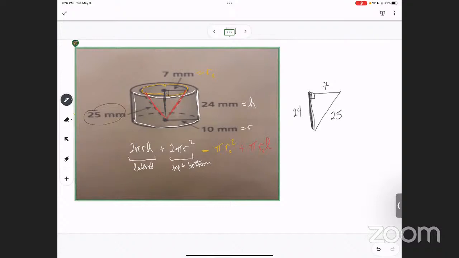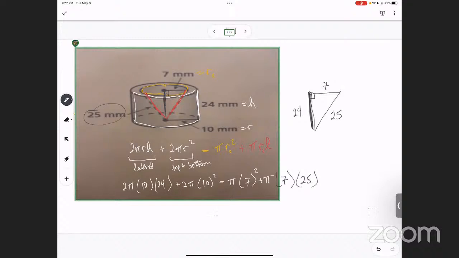Okay. So let's just plug everything in. So my equation is going to be 2 pi r. The first r was what? 10. And what was the h? 24. Good. Plus 2 pi, that first r again was 10, right? Squared. Don't forget squared. Minus pi, what was the second r? 7. Good. 7 squared plus pi r. What was the second r? 7. And the slant height? 25. Good.